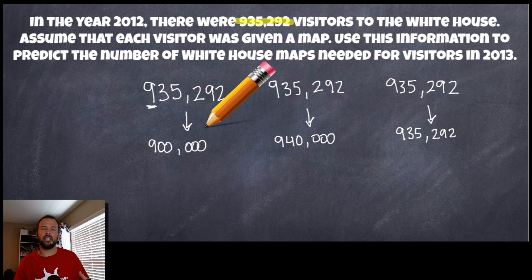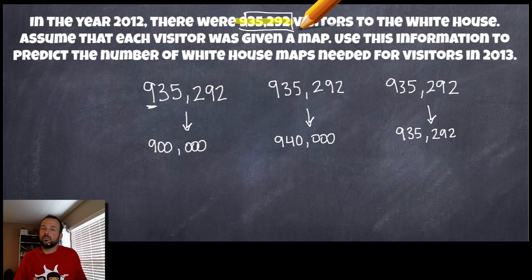Now, the reason I don't really like this one as an estimate is because it's way below what they used in 2012. So in 2012, they had 935,292. If I ordered just 900,000, I'd be short 35,292 if we got the same amount of visitors. Now, we could get less visitors, right? That could possibly happen. But my saying when it comes to stuff like this is better safe than sorry, right? You better have what you need just in case.